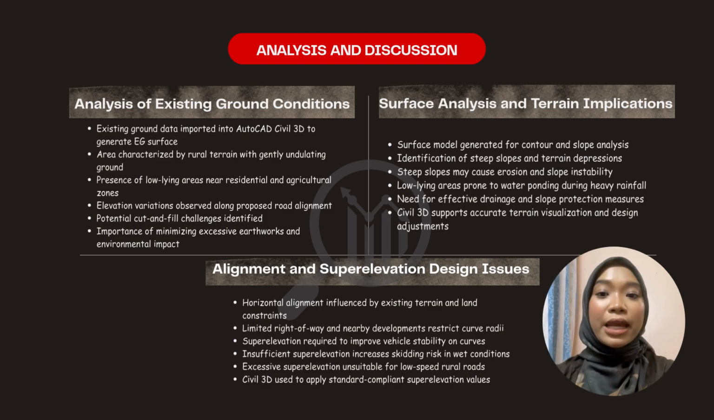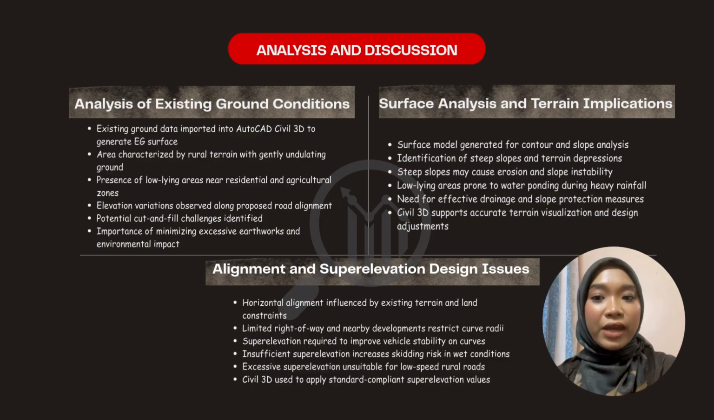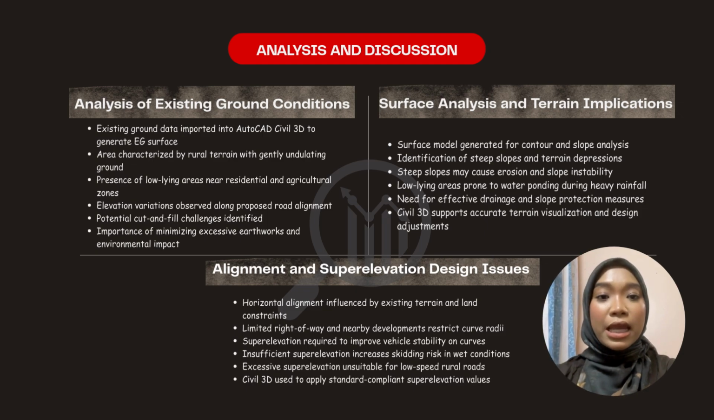For my part, I will present the analysis and discussion of our Civil 3D highway design project at Kampung Seronok. First, for the analysis of existing ground conditions, the topographic data was imported into AutoCAD Civil 3D to generate an existing ground surface. The study area is mainly rural, characterized by gently undulating terrain with several low-lying areas near residential and agricultural zones. Along the proposed road alignment, noticeable elevation differences were identified. This variation may lead to cut and fill challenges during construction, making it important to understand the existing ground condition in order to minimize excessive earthworks and environmental impact.